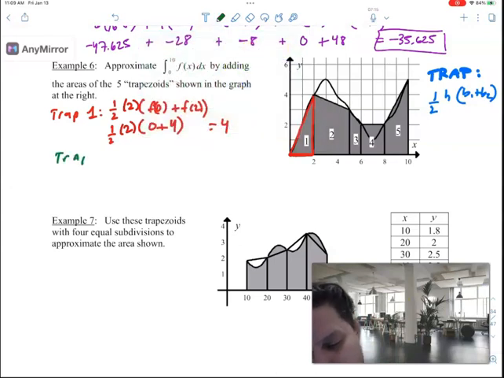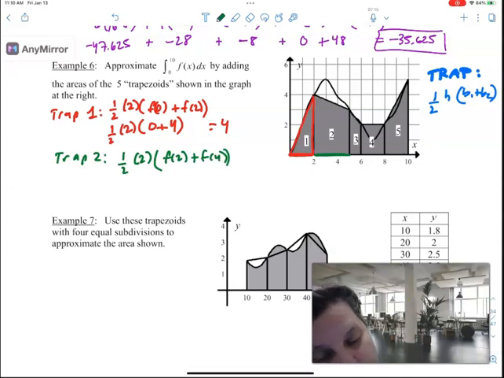All right. Trapezoid 2. 1/2 the base of this, which is the height of the trapezoid, which is 2. And then this is f of 2 plus f of 4. So it's the height at 2, which is 4.